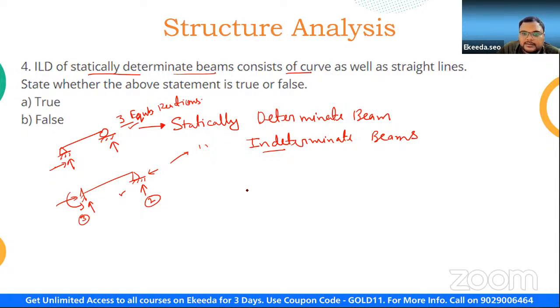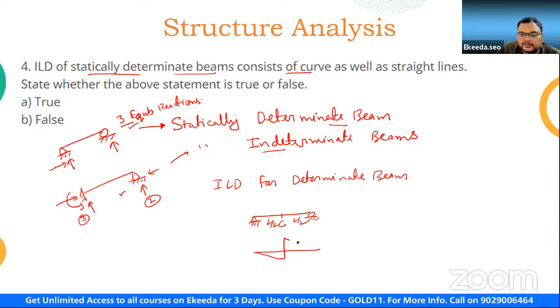Now always remember that if a beam is statically determinate, then if I have to draw the ILD for a determinate beam, it is always going to be a straight line. Just like we have seen in the previous question, if here is one point C and this is L by 2, then the influence line diagram will be like this, right guys? See, this one is a straight line, this one is a straight line, and this one is also a straight line. So always remember that ILD for determinate beams is always straight lines.